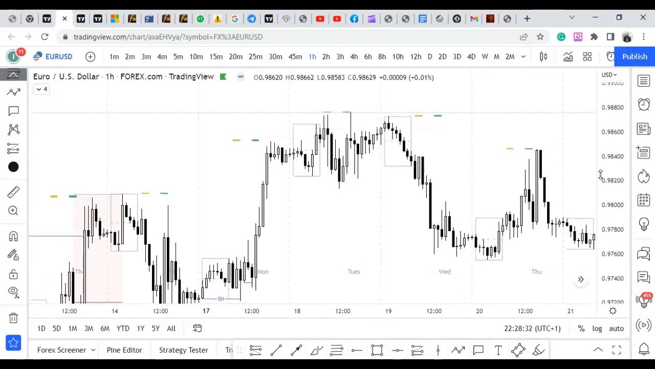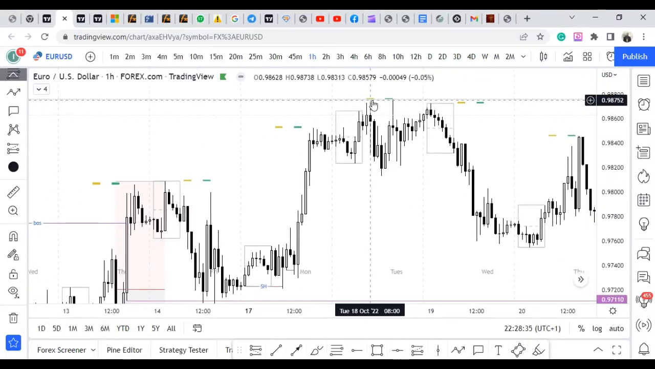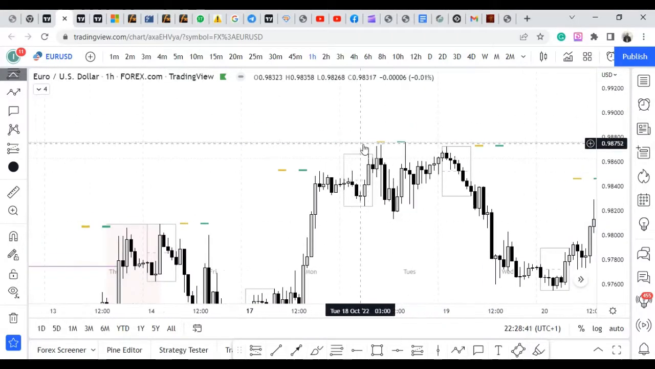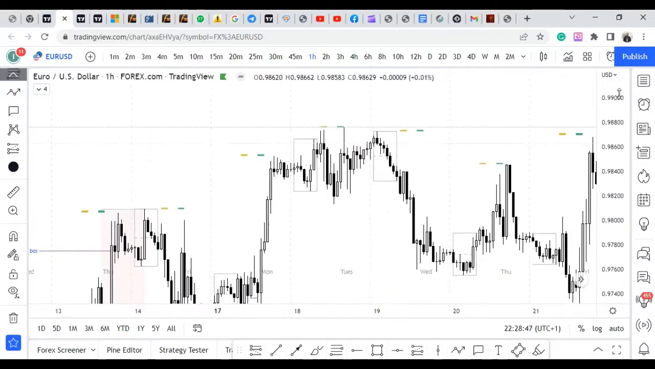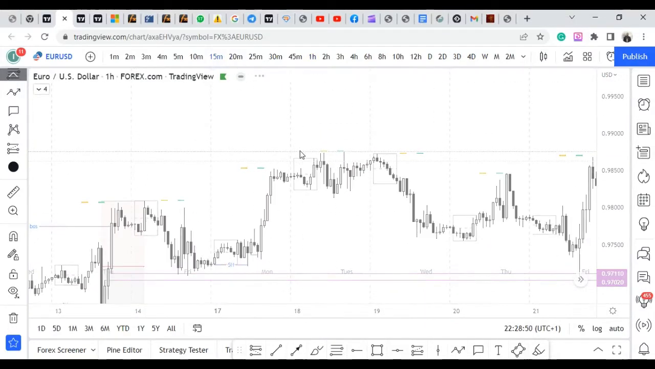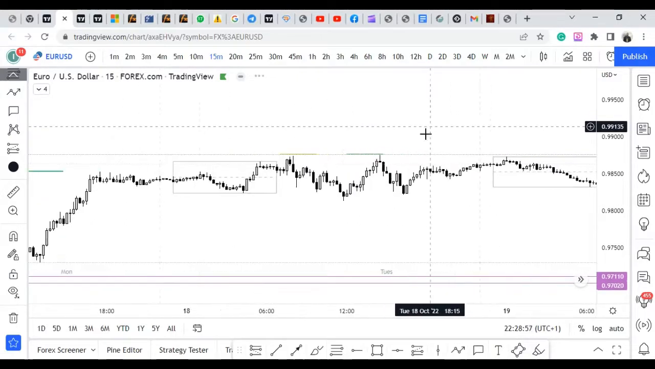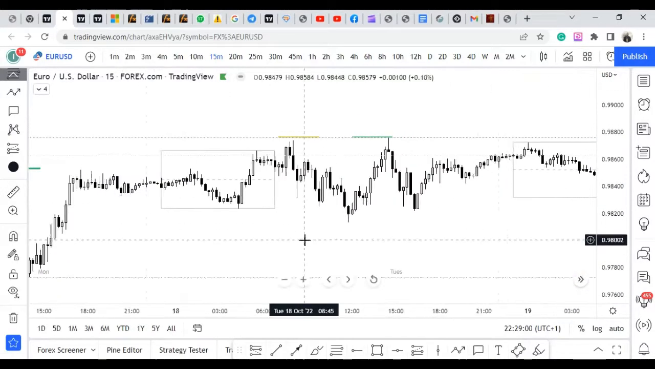Now on Tuesday, what happened? On Tuesday, in the London Kill Zone session, we have this manipulation happening here, and then this was our target. I'll let this scale down to the 15 minutes so that it will be more interesting. So we're looking at Tuesday's price action, which we have here.